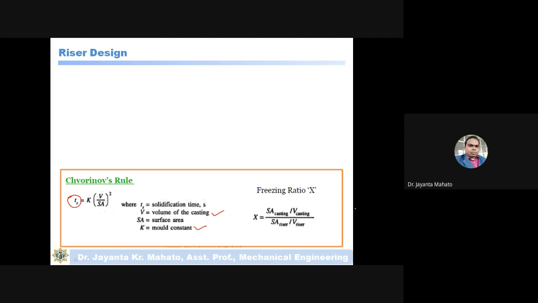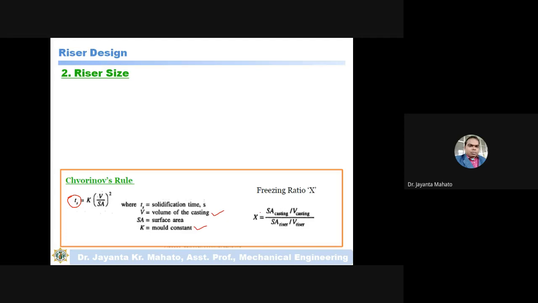And the freezing ratio can also be calculated as the ratio between the surface area of the casting divided by the volume of the casting, with respect to the surface area of the riser divided by the volume of the riser.